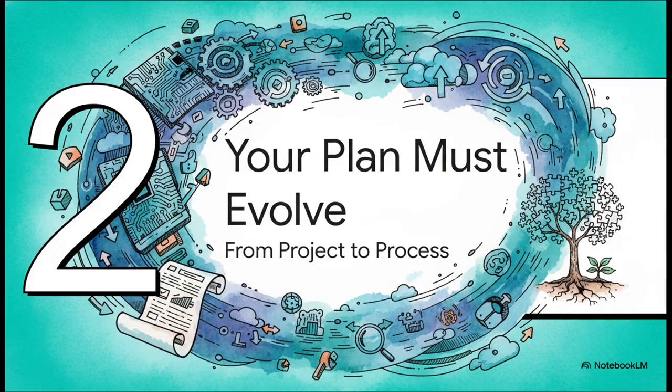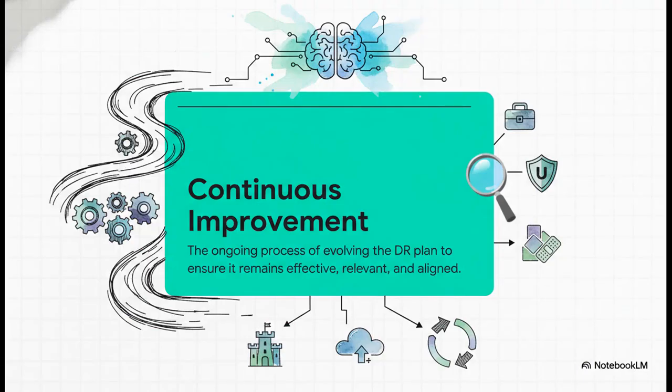So this leads us to the only real solution, and it's a big one. We have to completely shift our mindset. Building a DR plan isn't just a project you complete. To have any real value, it has to become a continuous, ongoing process of adaptation. It never really ends. And the name for that mindset is continuous improvement.